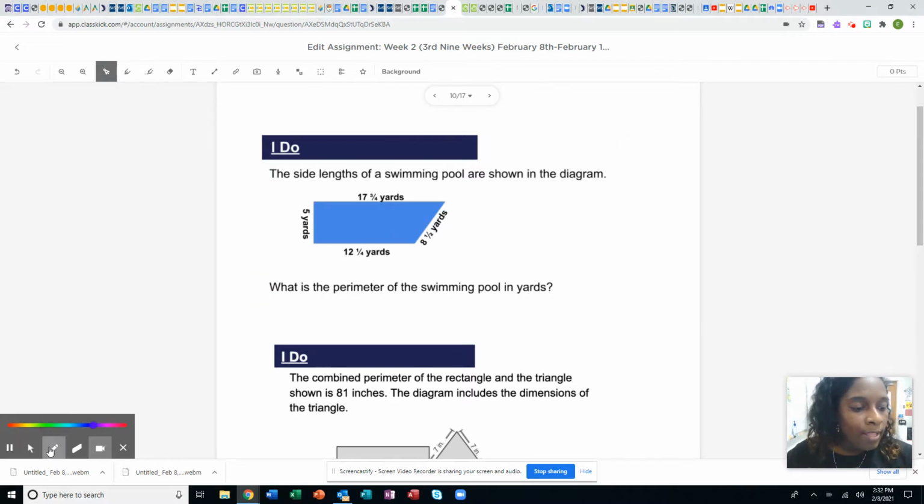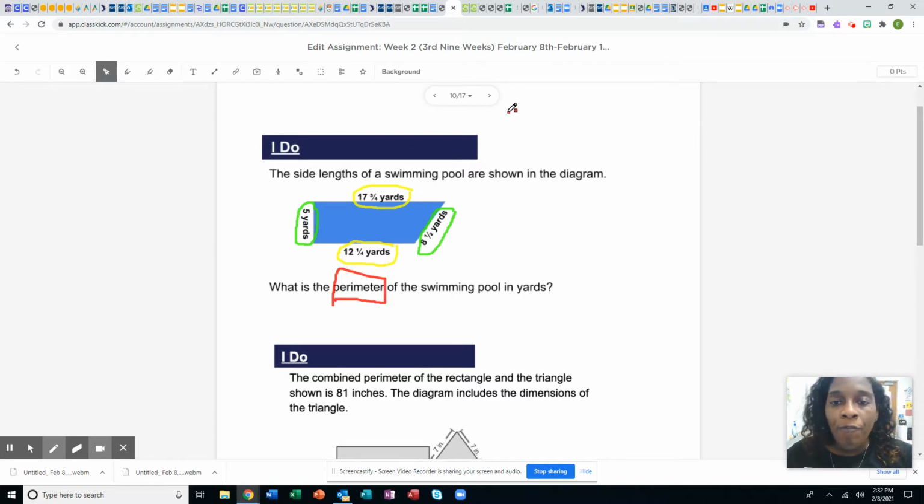Okay, I'm going to highlight these in the colors that they need to be. So our widths here are the sides. So we have 5 yards, we have 8.5 yards. And so those are going to be yellow. Our lengths are 17 and 3/4 yards and 12 and 1/4 yards. And those are going to be yellow. Okay. It says, what is the perimeter of the swimming pool in yards? So we are going to solve for this perimeter.